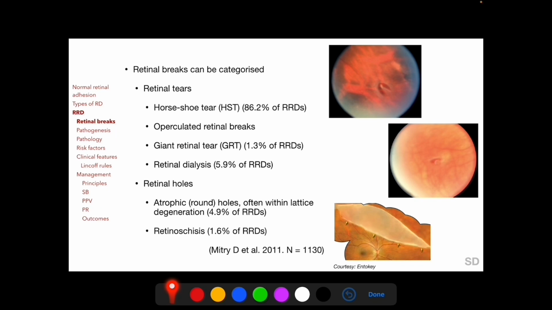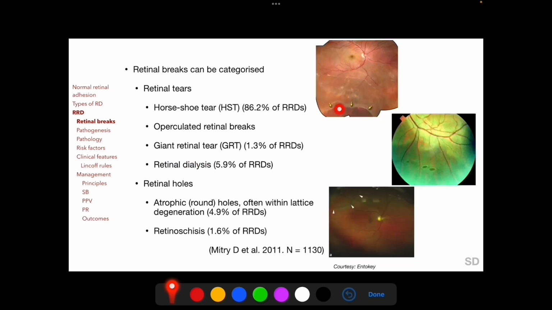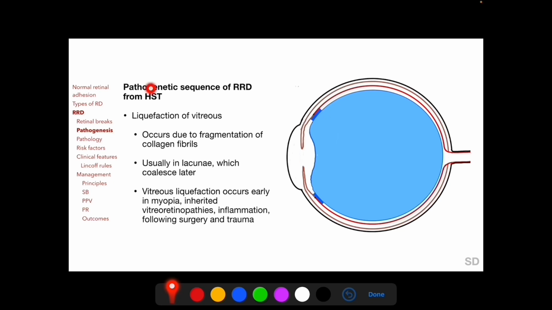Operculated retinal break, as seen here in this photograph, where we find an operculum of retinal tissue hanging over the retinal break. Giant retinal tear, as seen here in this clinical photograph, and retinal dialysis, as seen here in this clinical photograph. Retinal holes include atrophic round holes, as seen here in this photograph, often within lattice degenerations, and retinal holes associated with retinoschisis, as seen here in this color photograph, and which we will discuss in more detail in a subsequent session.